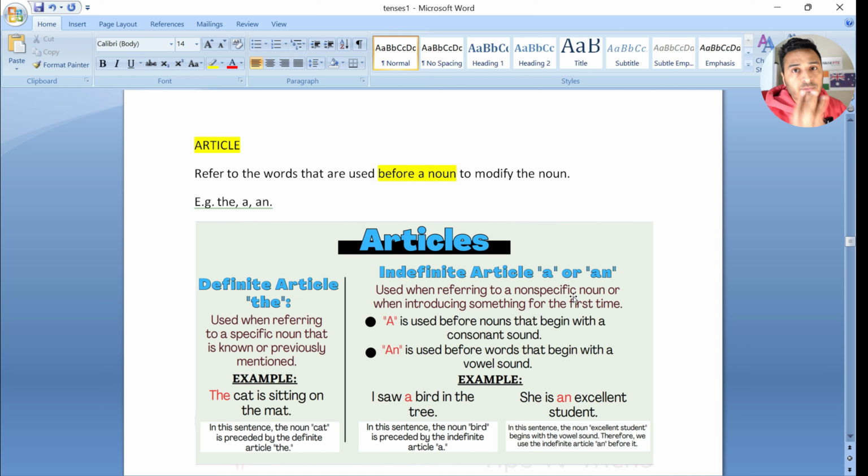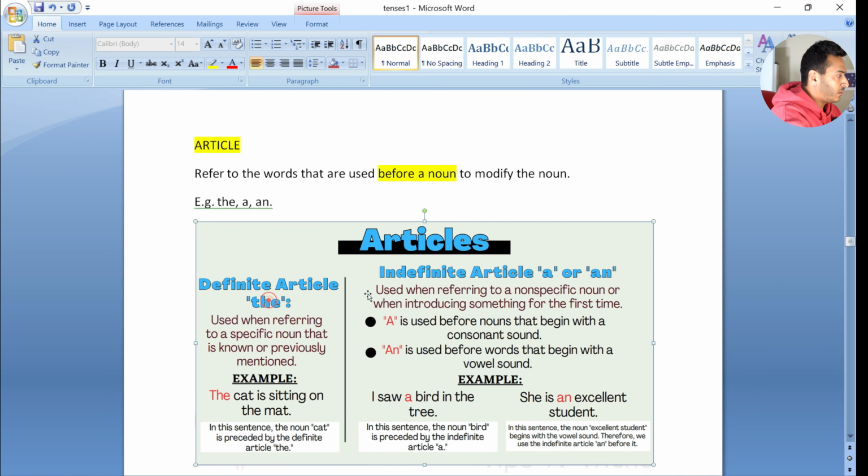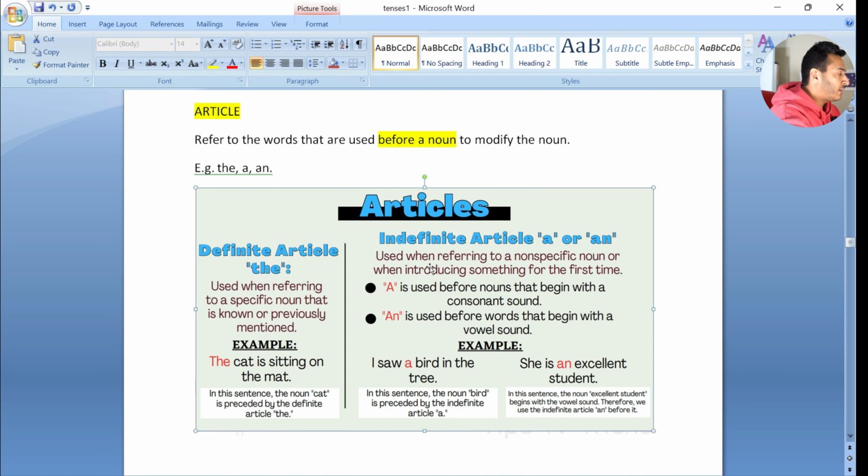Article: three types of article, you know that, a, an and the. Before a noun we can use them, right? And these are some examples. Definite article, indefinite article, right? So a is used before nouns that begin with a consonant sound, and we can use an with a vowel sound.